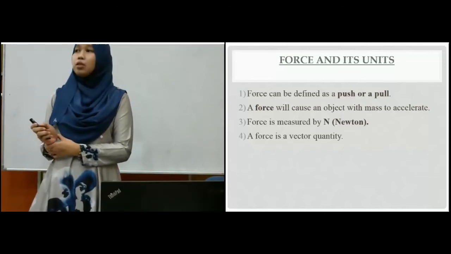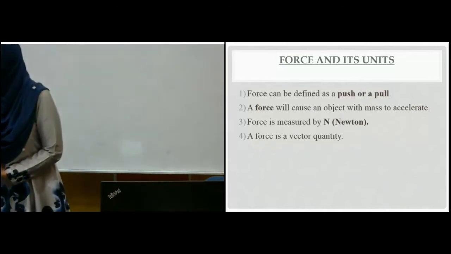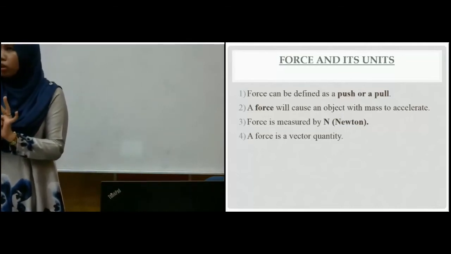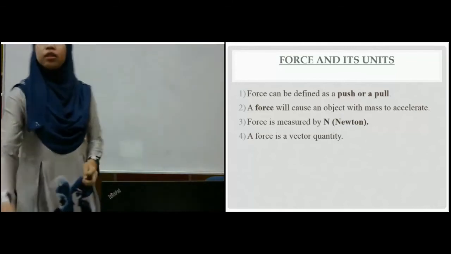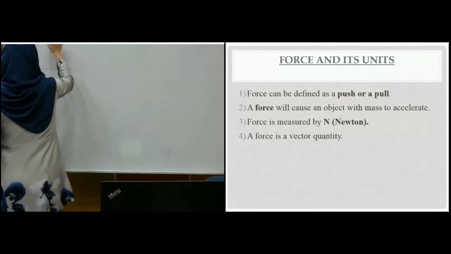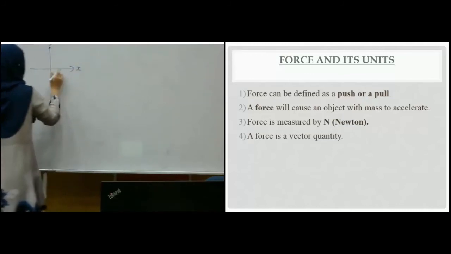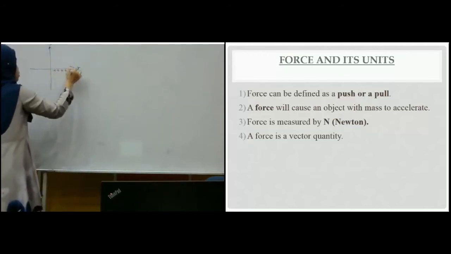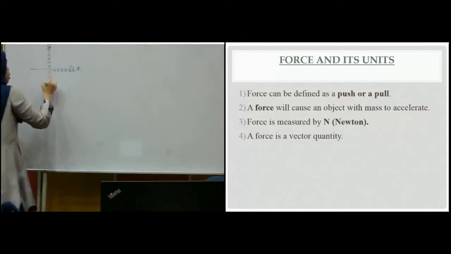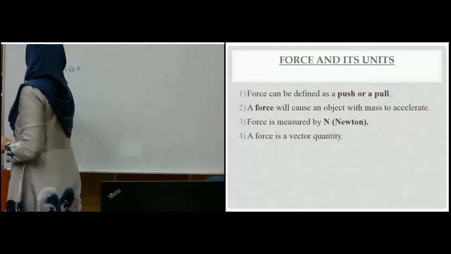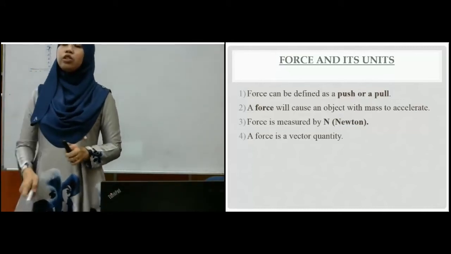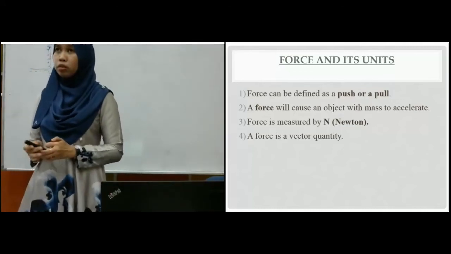And a force is a vector quantity. Why it is a vector quantity? Because in force we have magnitude and also the direction. You have to consider the direction, okay? Meaning that we have axis, y, and also x. Right here must be in positive, upward also positive, downward is negative, and right here you have to put negative. So direction in chapter force is so important, okay?